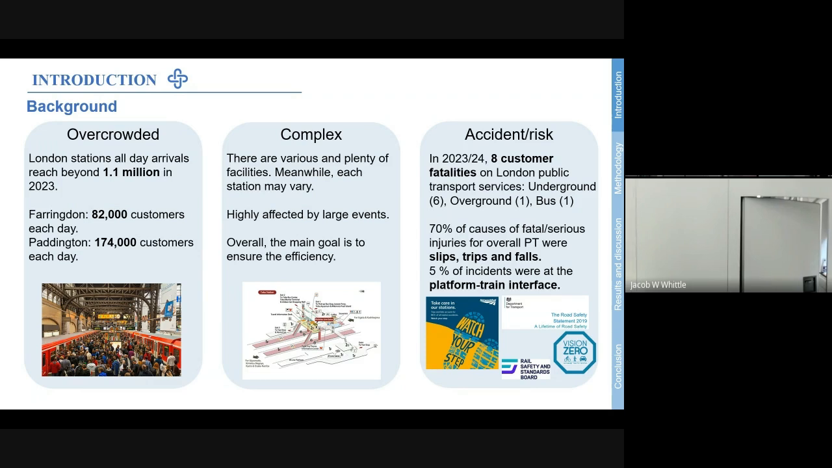Nowadays, railway together with the underground has become a critical public transport mode for cities, but some issues have also arisen. Sometimes they may be very overcrowded, especially during the peak hours. For example, the London station's all-day arrival reached beyond 1.1 million in 2023, and for Farringdon Station, there were 82,000 customers each day, and for Paddington, more than 100,000 customers each day.